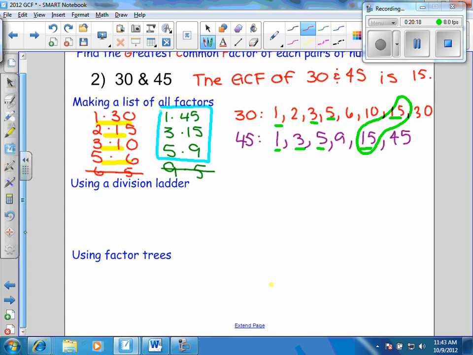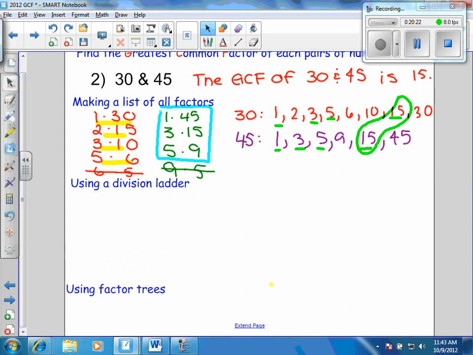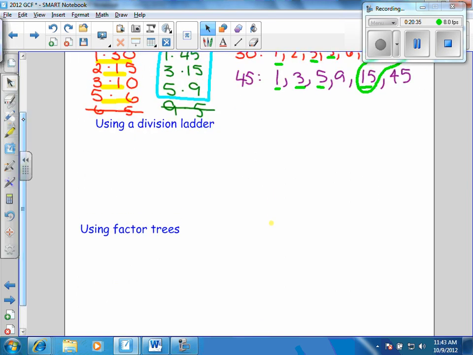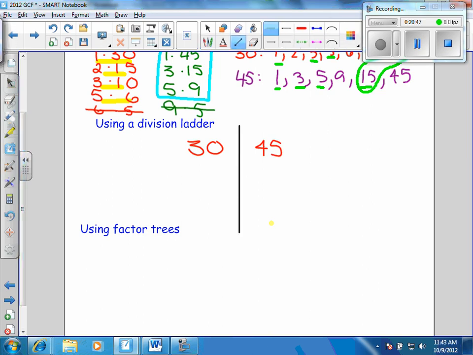Let's do division ladder. So do you remember what you do first? Yeah, you write the two numbers and then you draw a line. So what are the two numbers? They're 30 and 45, and you draw a line separating them, right? Yeah. So just separate them like a T-table.